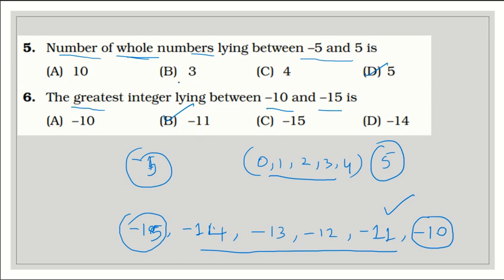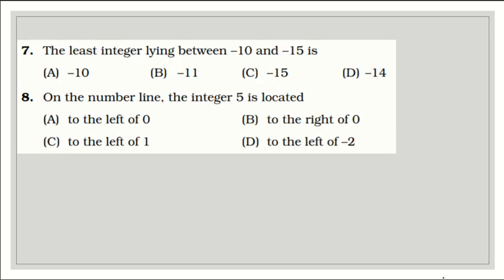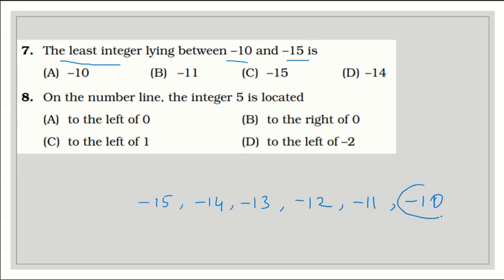Then coming to the next question, question number 7: the least number lying between -10 and -15. So we have already seen -14, -13, -12, -11, -10. Between these two numbers, the greatest we have already seen. So least will be very close to -15, that is -14. So the right answer is D.